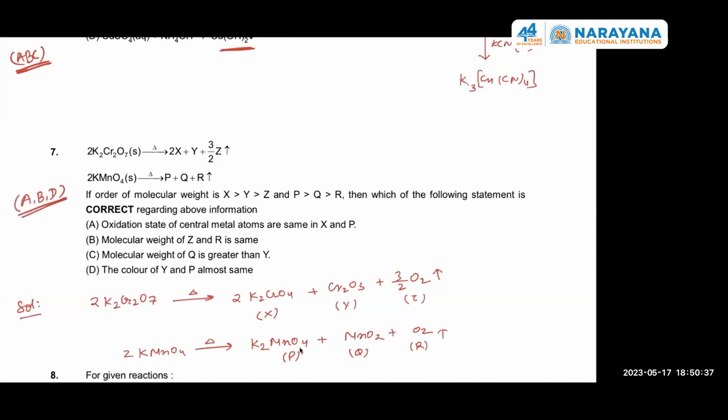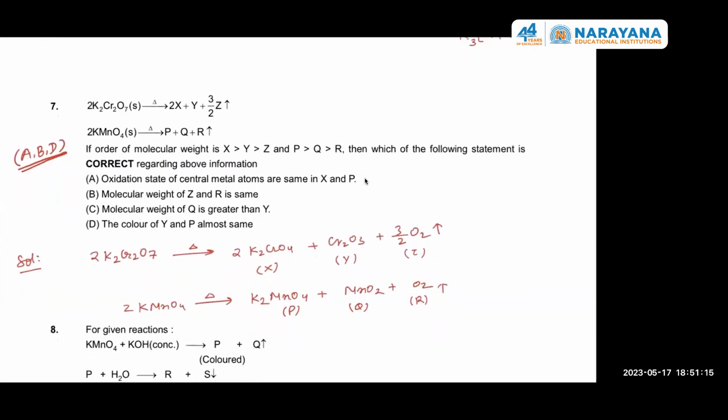Fine. Any doubt here? Okay, so you can work upon these equations again to solve such types of questions, or you can write in this form also. Sometimes it is given in the form 4K2Cr2O7 gives 4K2CrO4, 2Cr2O3 and 3O2. That can also be written, but to make them equal, we write 2K2Cr2O7 and 2K2CrO4. Okay, fine. Let us move to the next question.